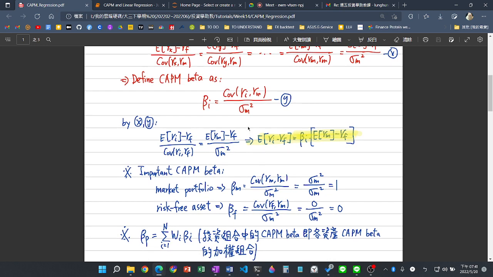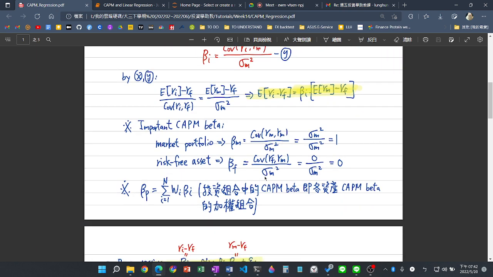As in the definition of beta here, if we want to calculate the market portfolio's beta, then Ri would be Rm, right? Because it is the market portfolio. The covariance of Rm and Rm is just the variance of the market, so the denominator is also the variance of the market. Therefore, we get that the market beta is 1.